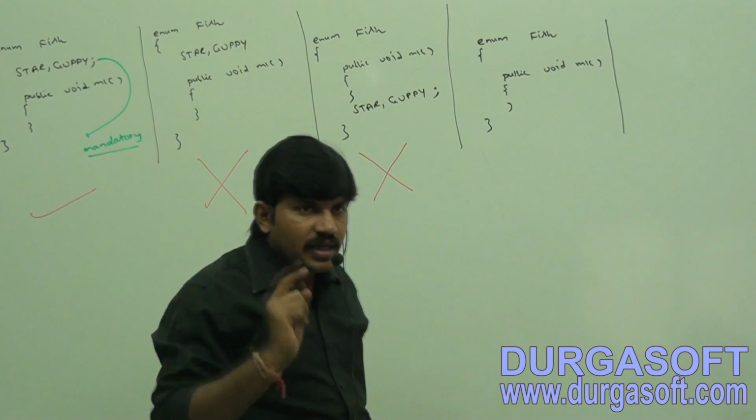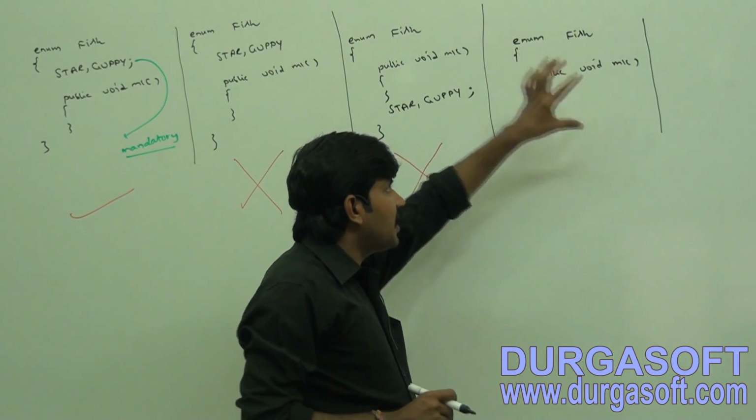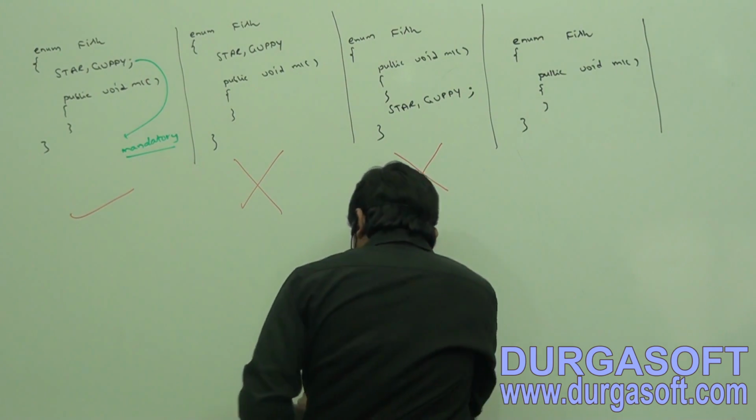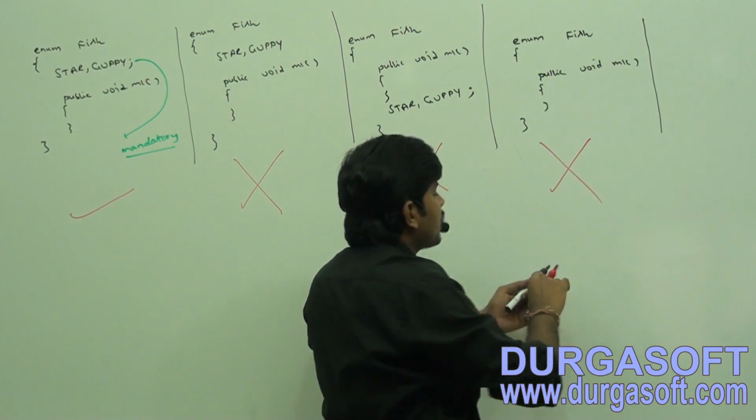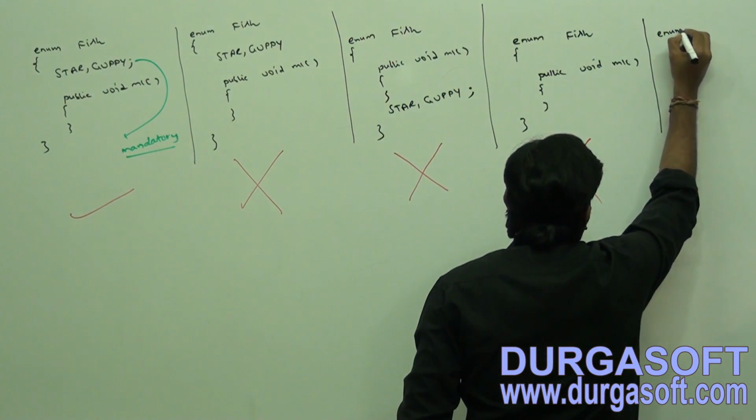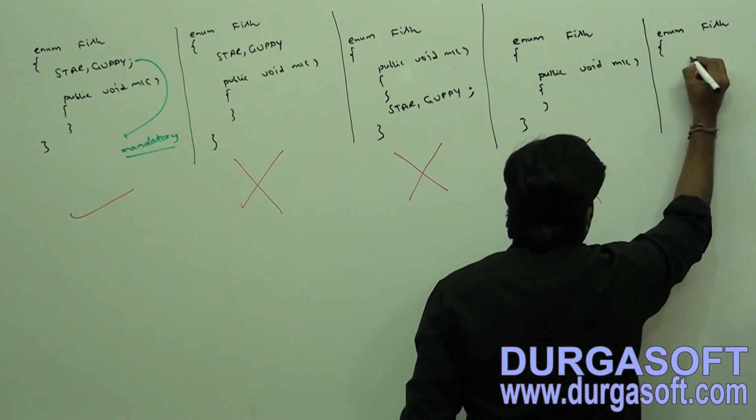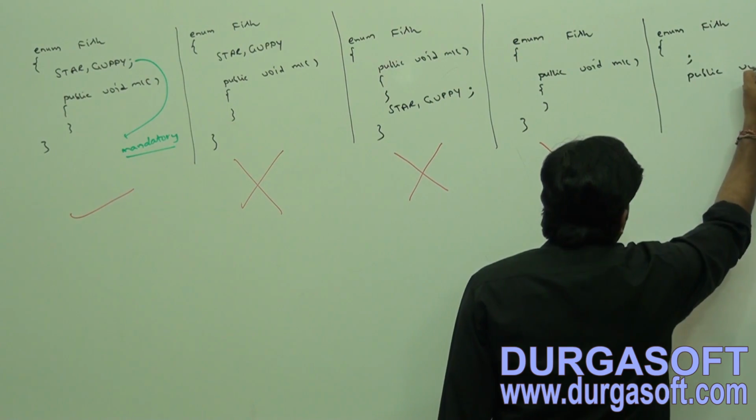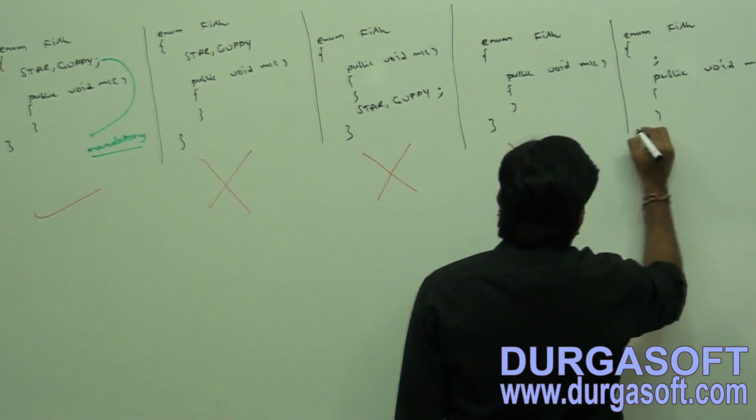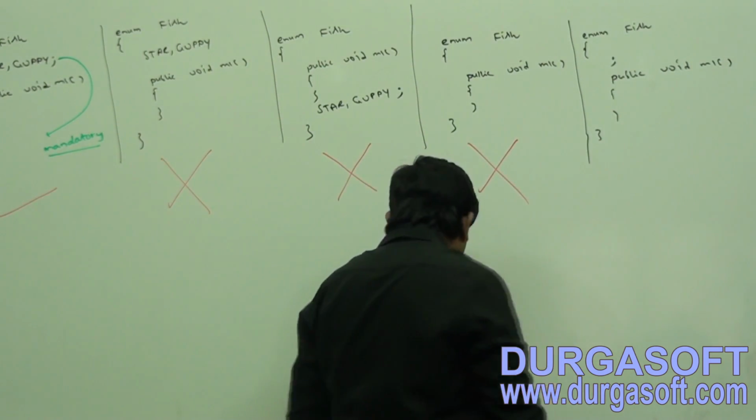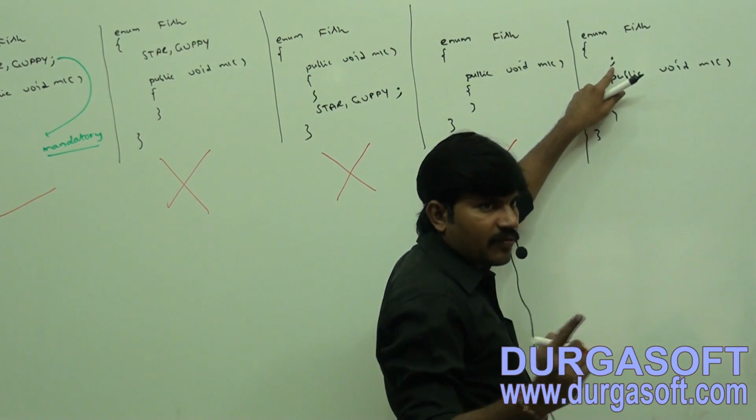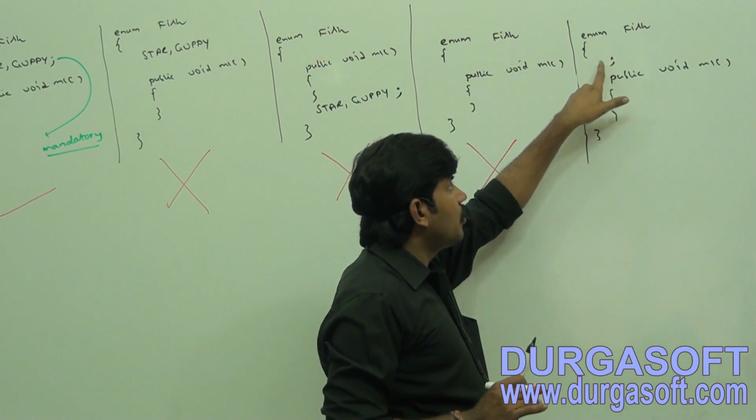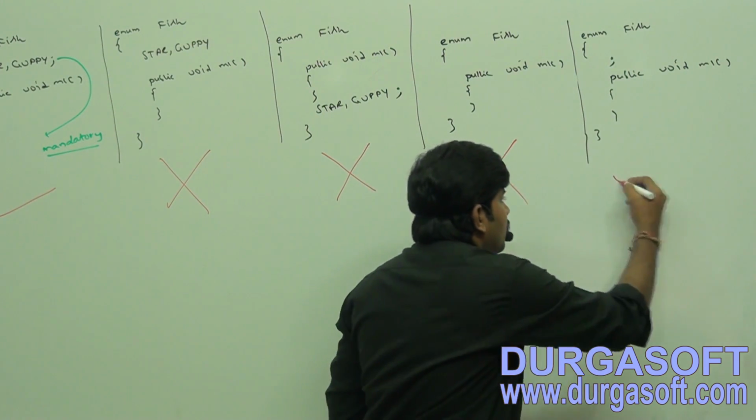Inside an enum, if we are taking any extra member like a method, compulsorily the first line should contain a list of constants, or at least a semicolon. Now enum Fish, list of constants, semicolon, and then public void m1. Is it valid or not? The first line contains the list of constants, so the compiler is going to be happy. This one is valid.